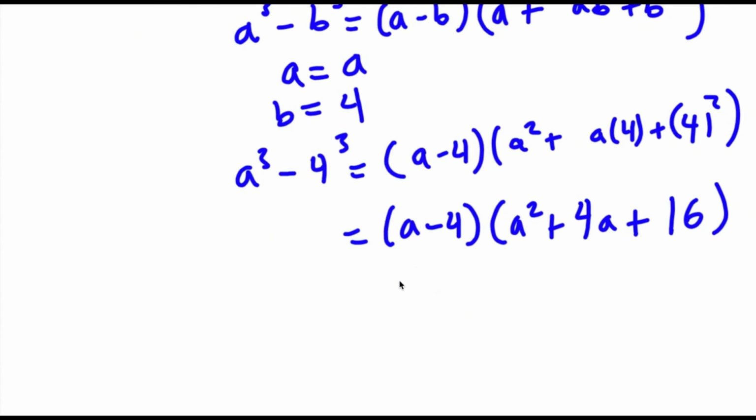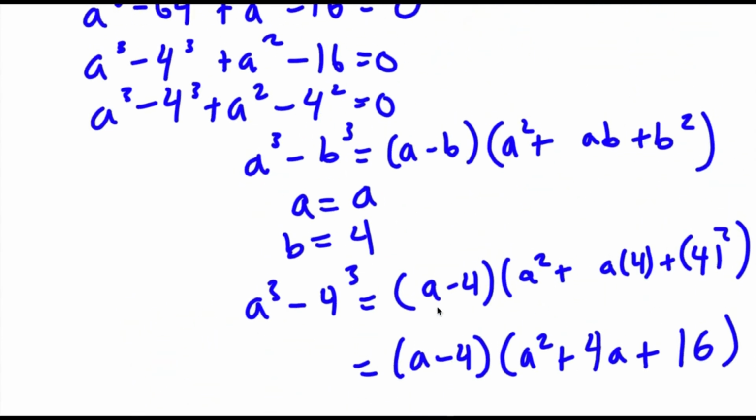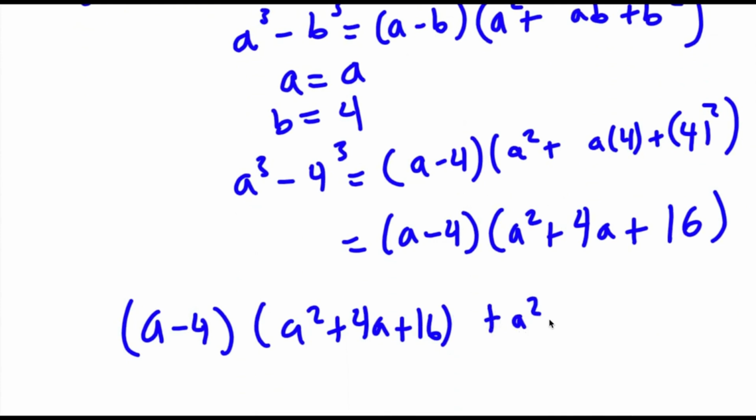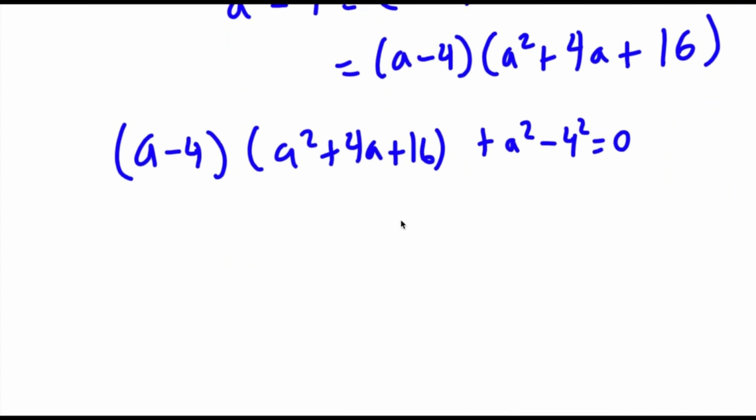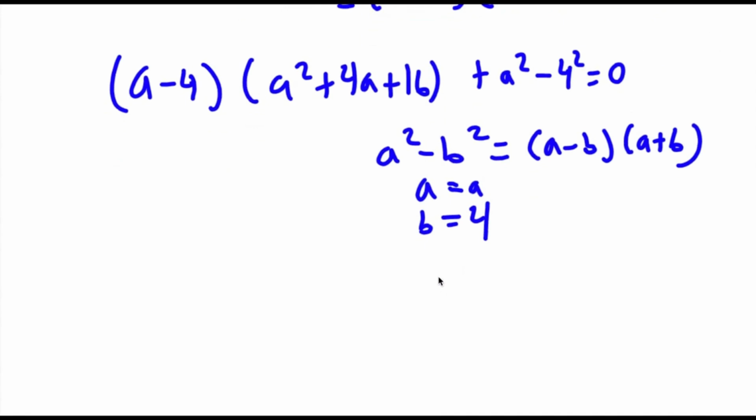So now I have a minus 4 times a squared plus 4a plus 16 plus a squared minus 4 squared, and this is equal to 0. Now, if I have something in the form a squared minus b squared, this is equal to a minus b times a plus b. So in this case, a is equal to a and b is equal to 4. So a squared minus 4 squared would equal a minus 4 times a plus 4.